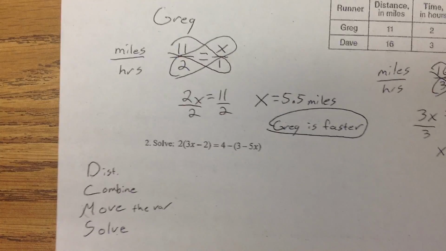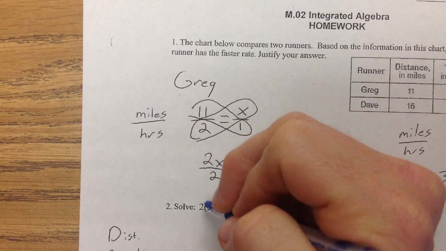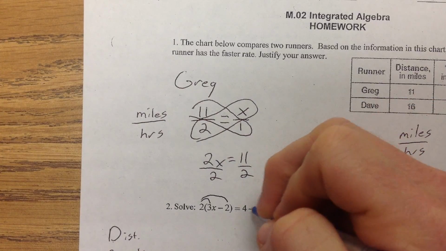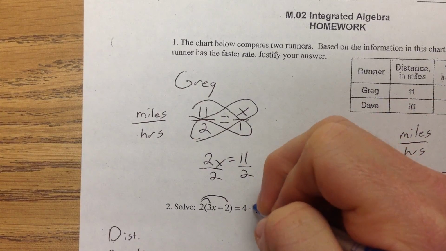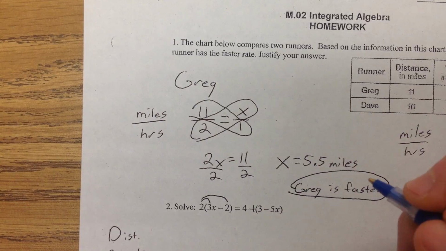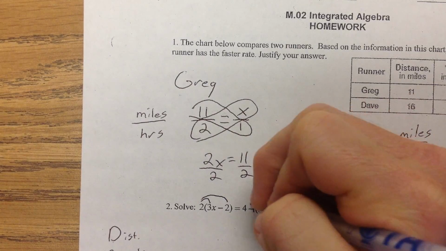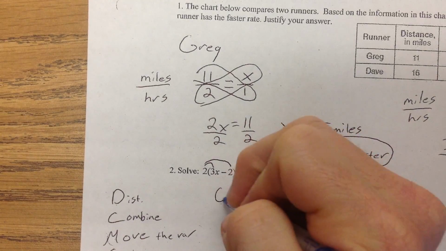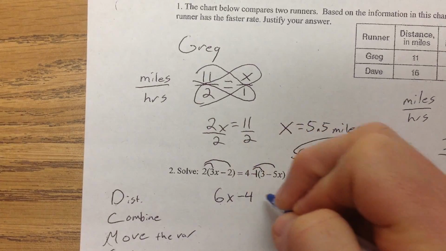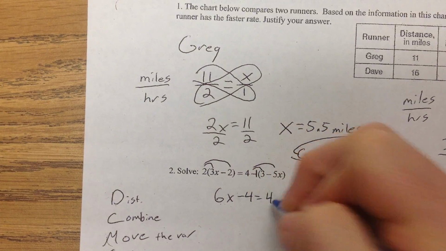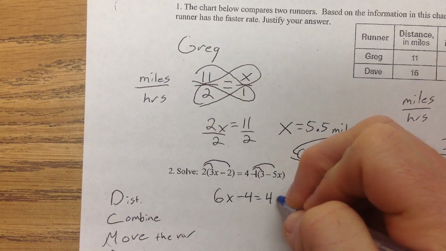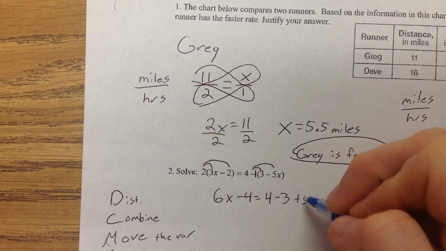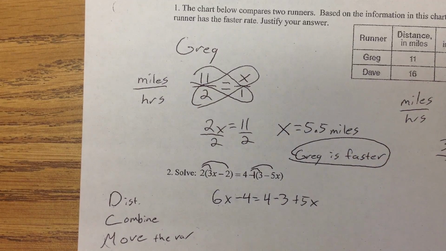Okay? So on this, if we start with our distribution, we've got this 2 that we're going to distribute out. And we also have this, we're not distributing the 4, we're going to be distributing this -1 right here. So it's this -1 that's going to get distributed out to both pieces. So this is going to give us 6x minus 4 equals 4, and then that's going to be a -3, and then when you have a negative times a negative, that's going to become plus 5x.